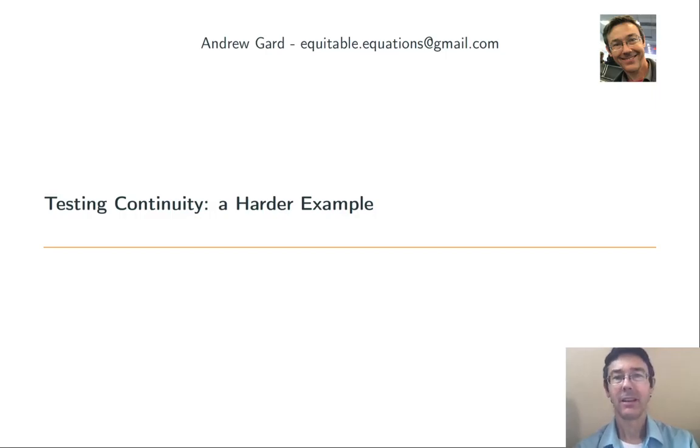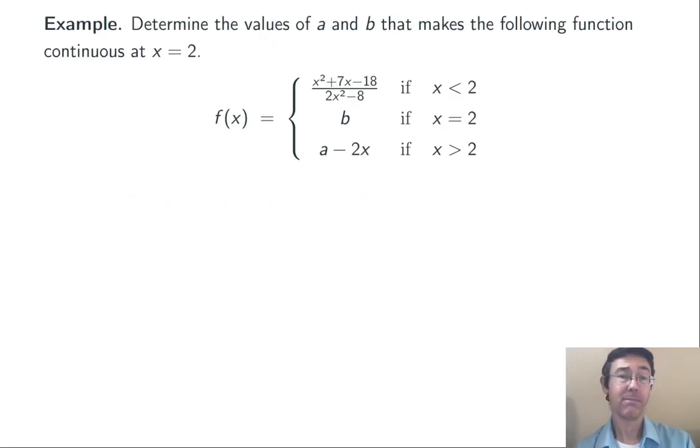Hey everybody. Today we're doing a harder example testing a function for continuity at a point using the limit definition. Here's the problem that we're going to do. We want to determine values of a and b that make this function continuous at x equals 2. Now this is a piecewise defined function, and x equals 2 is the Frankenstein point. It's the value where the different pieces of this function are stitched together.